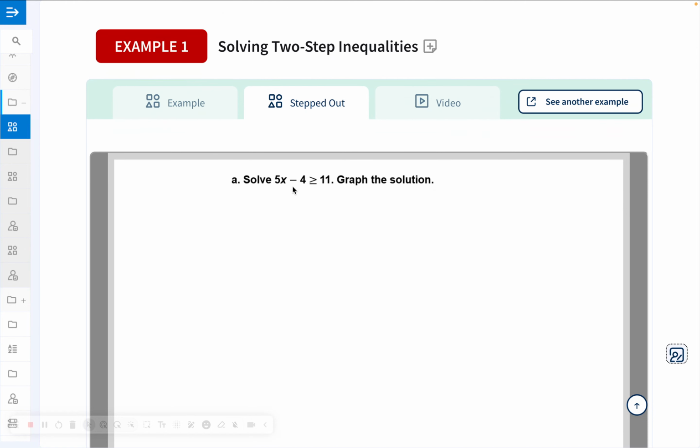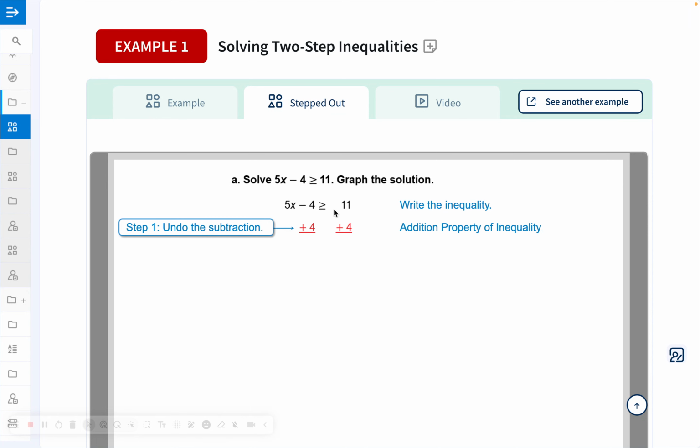So step one, you always undo addition or subtraction. So x is being multiplied by 5 and you're subtracting the 4. Okay, so we're going to get rid of the 4 first. Add 4, add 4. Okay, this goes to 0, still have the 5x. And the other side, the right side, is equal to 15.